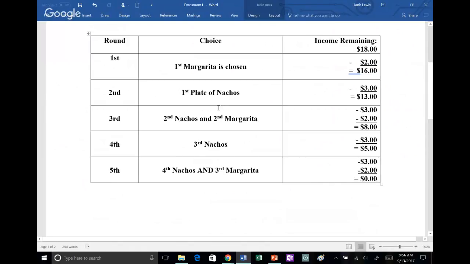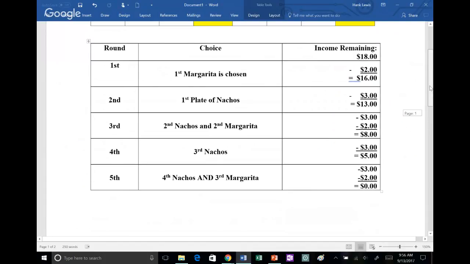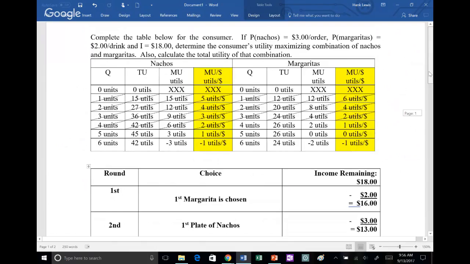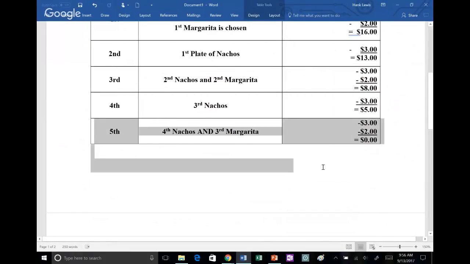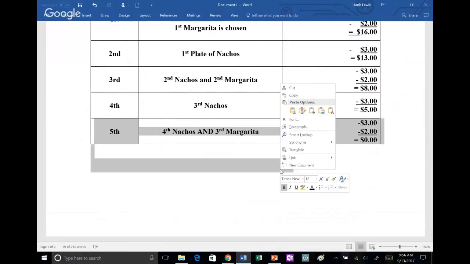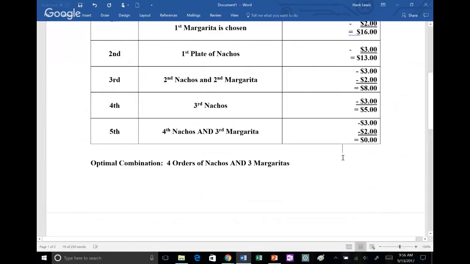Well, we take a look here. They bought a total of 4 plates of nachos. Look back up there, 4 of them are slashed out. They bought 3 margaritas here. And so the next thing we're going to talk about here, just one second, as I do the big reveal: the optimal combination is 4 orders of nachos and 3 margaritas.